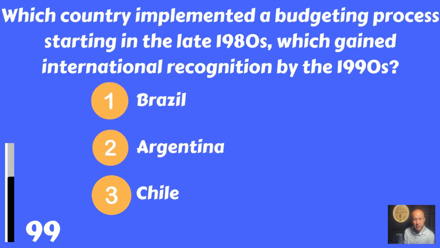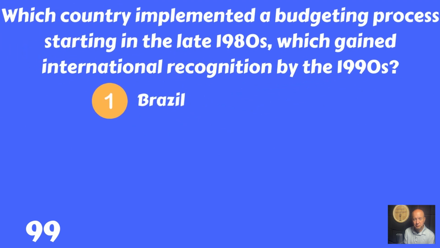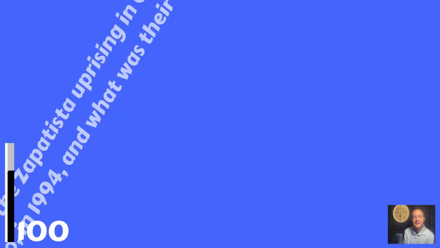Which country implemented a budgeting process starting in the late 1980s, which gained international recognition by the 1990s? Brazil, Argentina, or Chile? It was Brazil. And now, question 100.